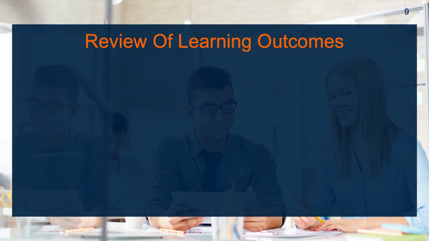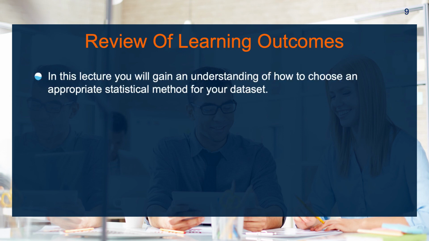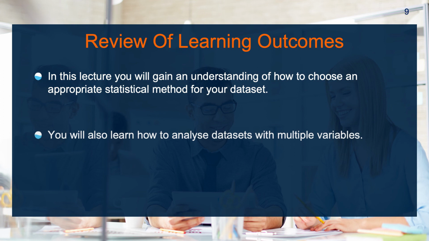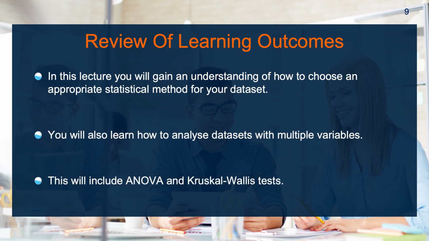So let's review our learning outcomes for today. First of all, we looked at how you could choose what type of test was most appropriate for your data and the type of analysis that you were going to do. We then talked a little bit more about how you can analyse datasets with multiple sets of variables and looked at the ANOVA and Kruskal-Wallis tests. We've looked at how you can set up data within a spreadsheet so it will then work for both ANOVA and Kruskal-Wallis tests when we're using JASP.